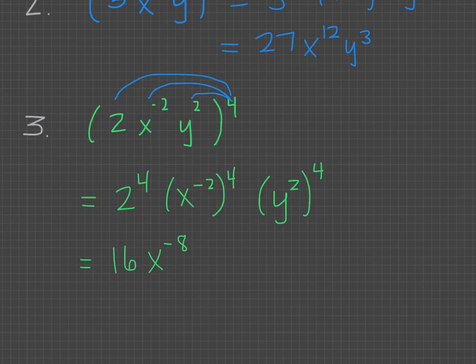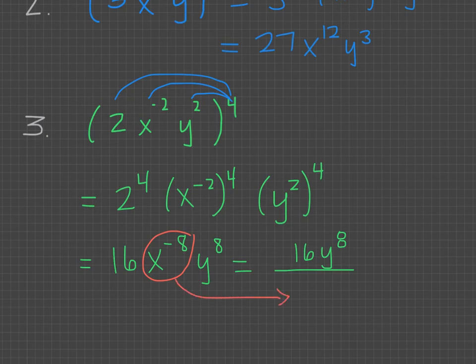And y squared to the 4th, we can multiply the 2 and the 4 and we get y to the 8th. Now we are still not done because we want to write this without negative exponent. 16 and y to the 8th have positive exponents, so we can just keep those in the numerator. But remember, that negative exponent puts that base into the denominator. So that base of x goes down here in the denominator, and the exponent becomes a positive 8. So we get 16y to the 8th over x to the 8th.